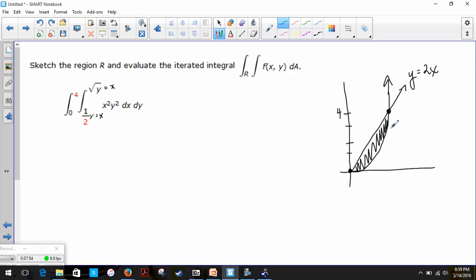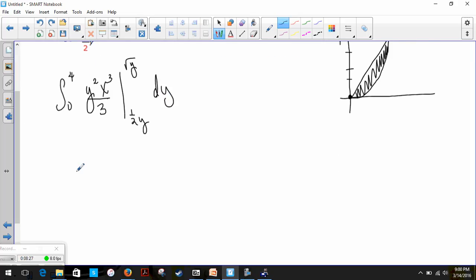Now what we can do is find the area under, or the volume underneath of this. I'm going to get rid of this piece right here. And integrate with respect to x, so 0, 4. And I have now y squared. He kind of acts like my constant, and this is going to be y times x to the third over 3. Go from 1/2 y to the square root of y, and then eventually dy. A little messy.